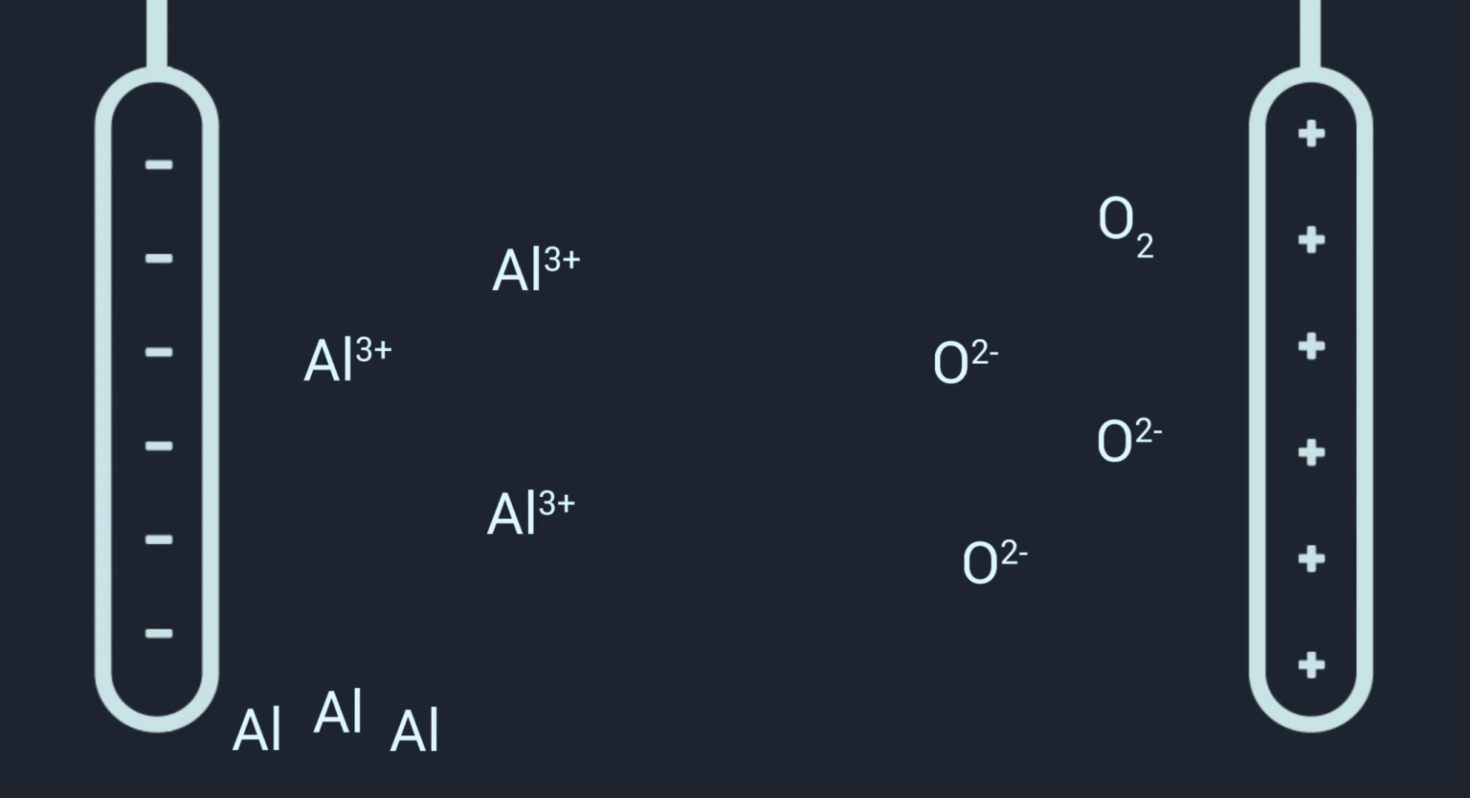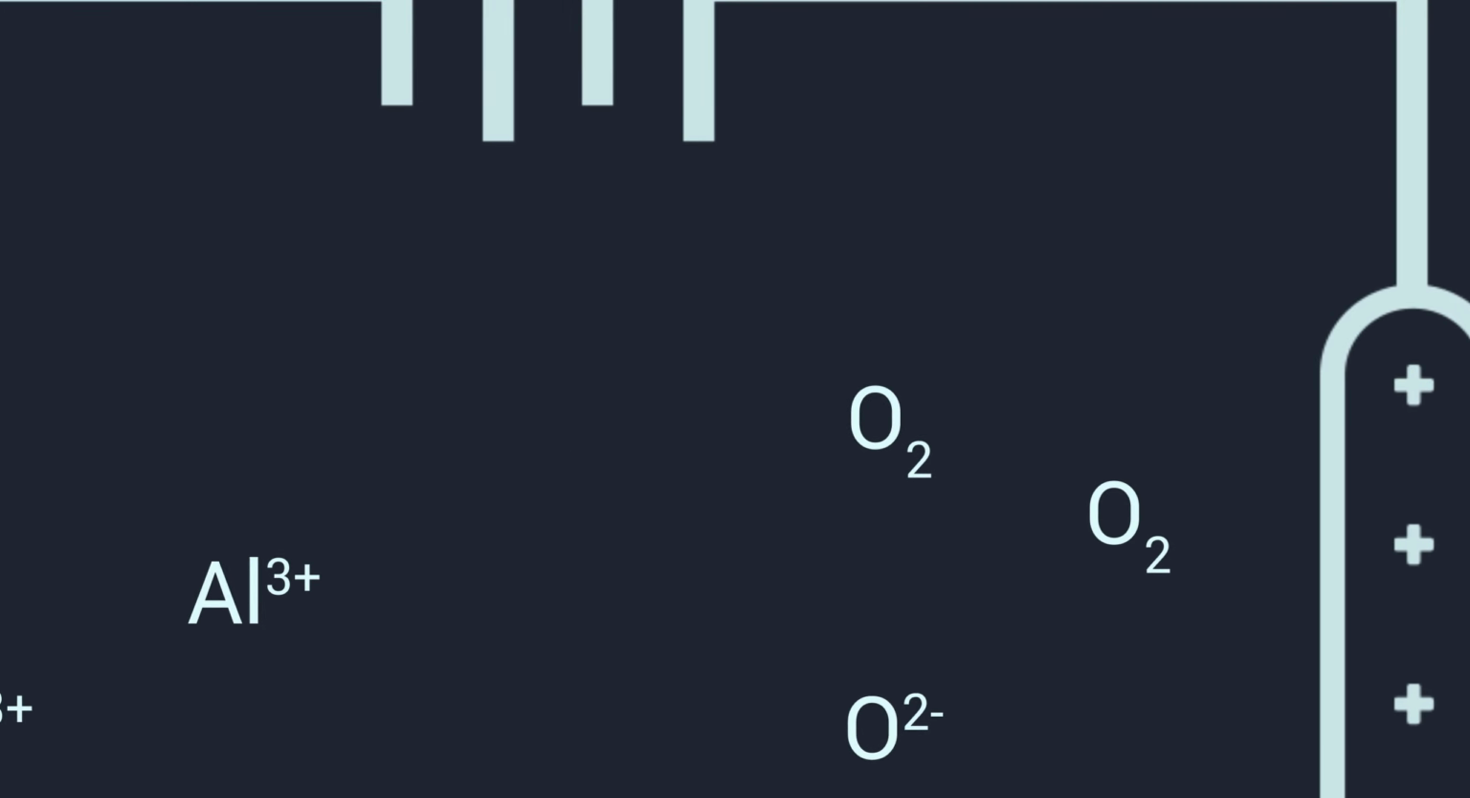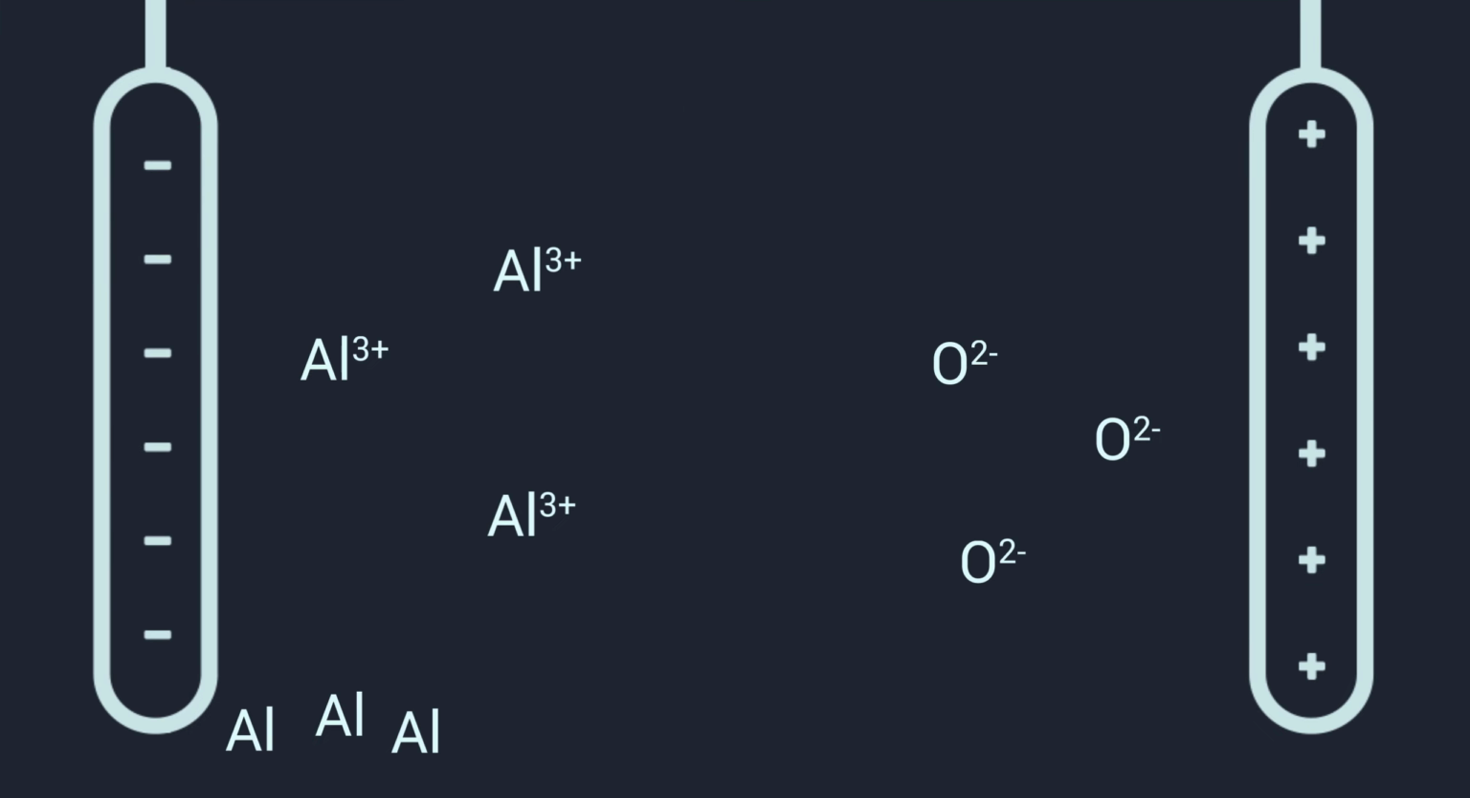On the other side, by the positively charged anode, lots of oxygen gas begins to form, which float up to the surface as bubbles. We have now completed the decomposition of bauxite or aluminium oxide. We have aluminium accumulated underneath the negatively charged cathode as a pure form.